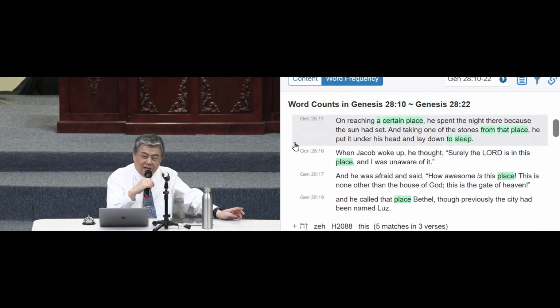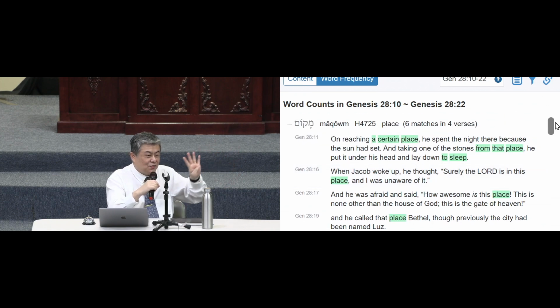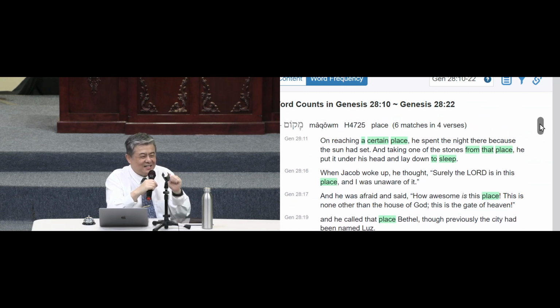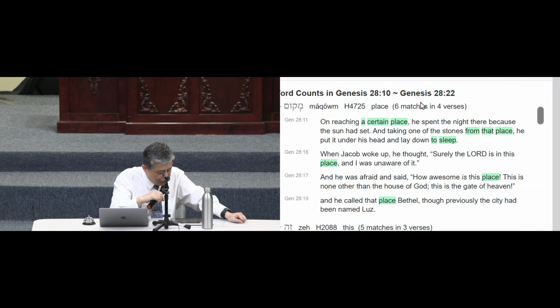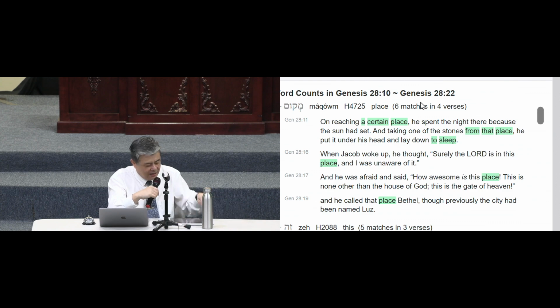So remember I said if you just tap on the highlight, it shows 4 times. But actually this word is used 6 times in the passage, not just 4 times. In verse 11, on reaching a certain place, this is the first occurrence, he spent the night there because the sun had set. And taking one of the stones from that place, second time, he put it under his head and lay down to sleep. You may think, why highlight to sleep? It's because the translators did not translate lay down in that place to sleep. They skipped in that place.